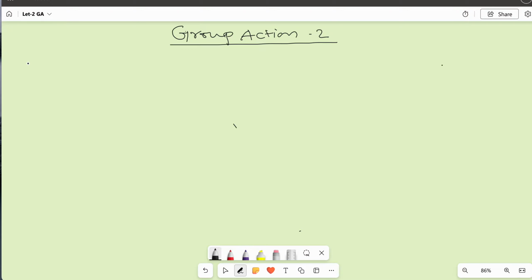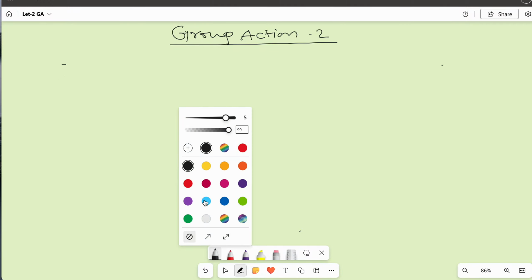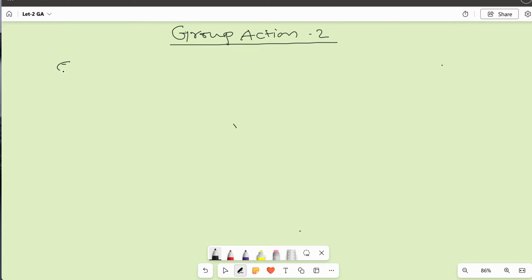And what is the action? I'm giving you just a simple idea. G is a group and S is a non-empty set, and G acts on S.